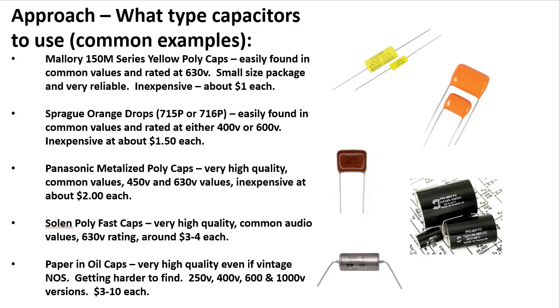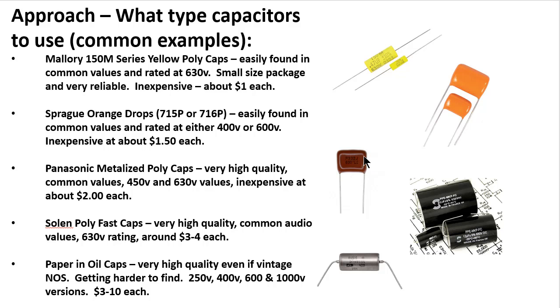They're easily found in common values, and they come rated at either 400 or 600 volts. They're pretty inexpensive, at $1.50 a piece. Some values can get a little more expensive than that, but it's a good choice and a safe path to go down. You've got your Panasonic metallized poly caps.